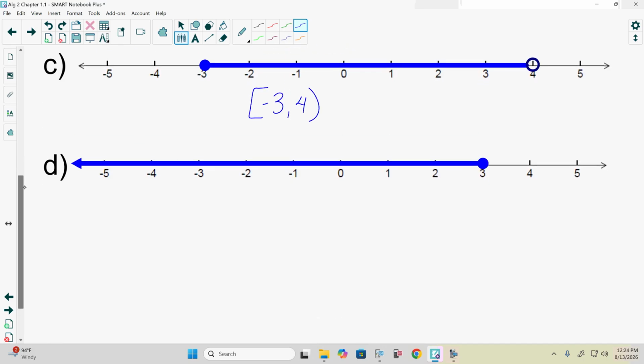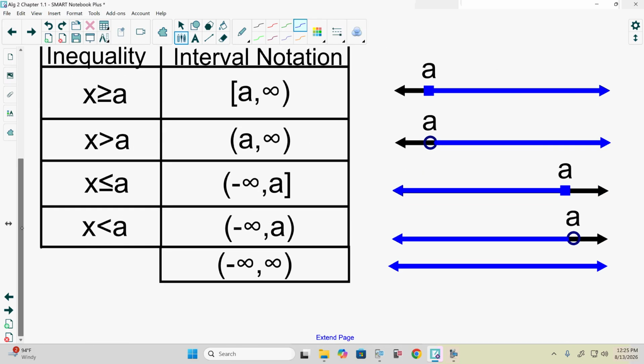D, bounded or unbounded? Unbounded, we only have one endpoint, yes? Is that endpoint included? Yep. So we're really looking at this one here. And what's our value of A? Because this here is 3, yes? So that means as an interval, we would have parentheses -infinity, comma, 3. Because it's included, we have a bracket.